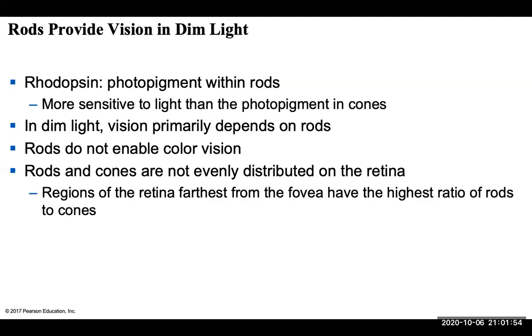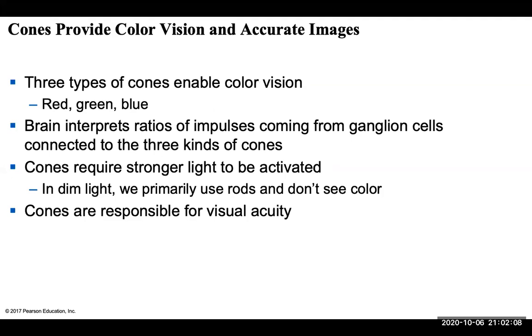Rods and cones are not evenly distributed on the retina. The regions of the retina farthest from the fovea centralis will have the highest ratio of rods to cones, and that's because in the fovea, you'll have the highest percentage of cones. There's 3 types of cones, red, green, or blue, that enable color vision. The brain will interpret the ratio of impulses coming from ganglion cells connected to the 3 different kinds of cones.